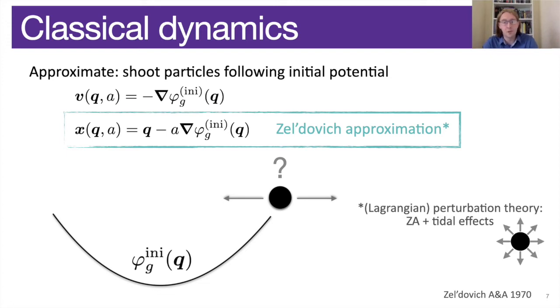The natural extension to this approximation is called Lagrangian perturbation theory, and it encodes both this Zel'dovich approximation and tidal effects. However, we're going to be focusing on a one-dimensional model where the Zel'dovich approximation is actually exact before the particle streams begin to cross through each other, which we're about to see.